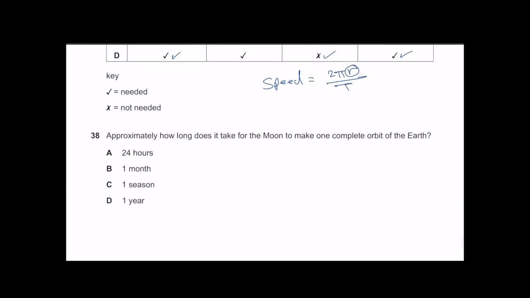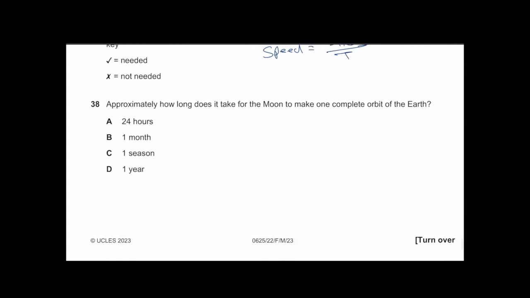In question 38, approximately how long does it take for the moon to take one complete orbit of the Earth? We said that this is the Arabic month, and actually it's approximately 28 or 29 days, most probably. So I'm going to choose B here. It's 1 month, the one Arabic month.